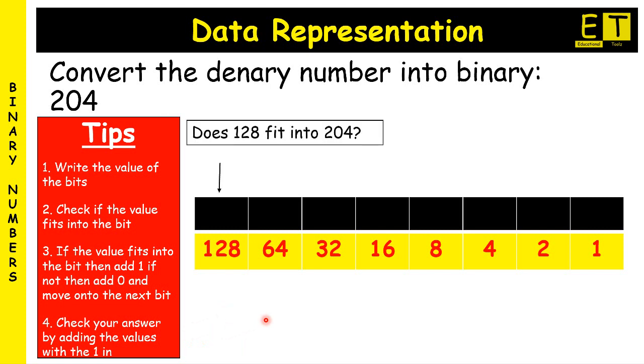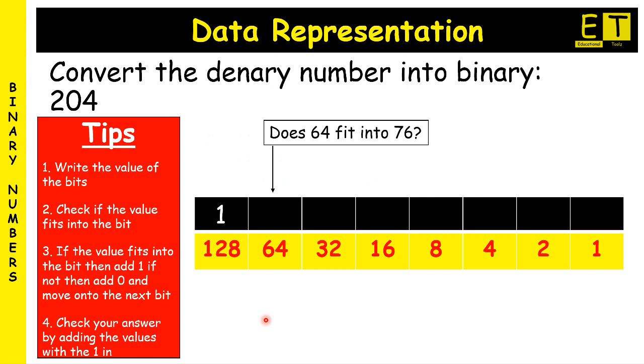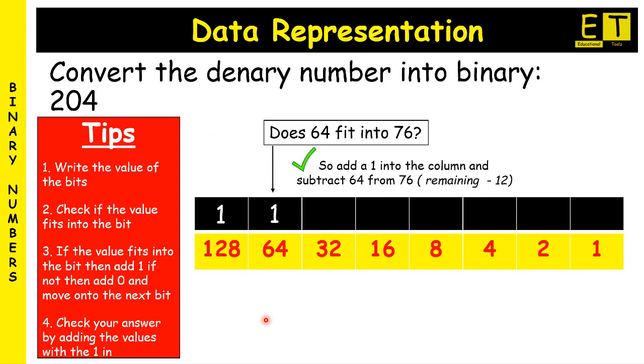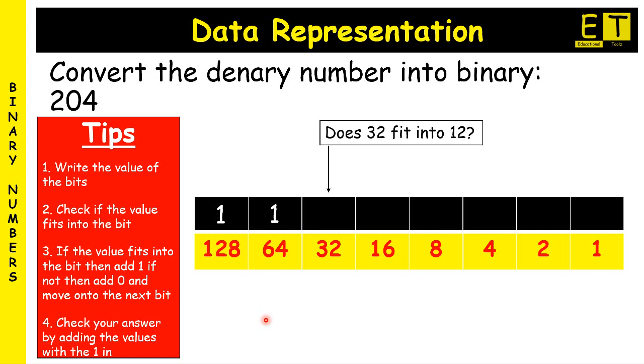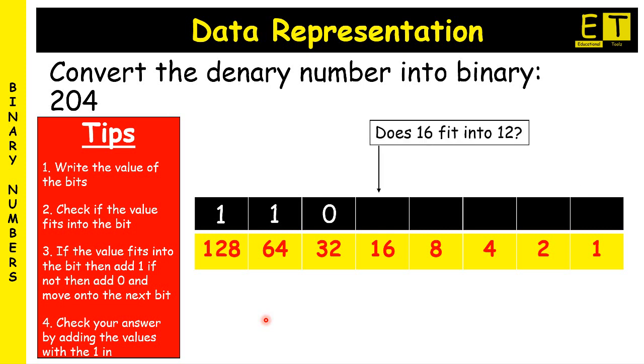So let's get started. The first question we ask ourselves, does 128 fit into 204? Yes, it does. So we add a 1 and we subtract the 128 from 204 with 76 remaining. Then we ask ourselves, does 64 fit into 76? Yes, it does. We add a 1 and we move on to the next one. Does 32 fit into 12? No. So we put a 0 and we move on to the next one.